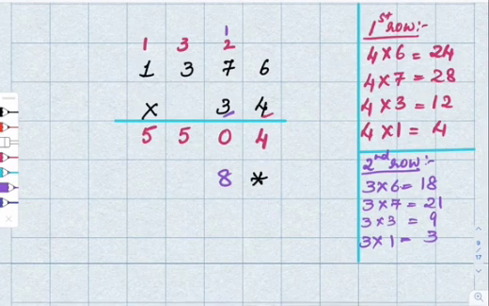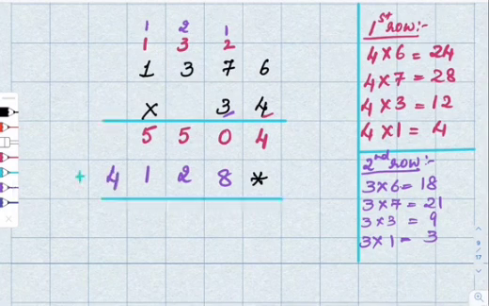3 7s are 21, plus 1 is 22. 3 3s are 9, plus 2 is 11. 3 1s are 3, plus 1 is 4. 4 plus 0 is 4.